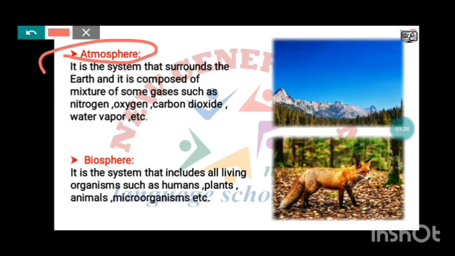Number two, biosphere. Biosphere is the system that includes all living organisms, such as humans, plants, animals, and microorganisms.